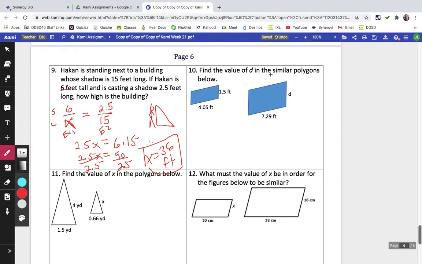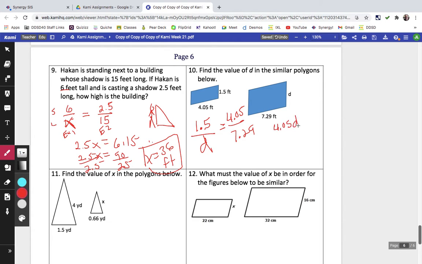Find the value of D. So we're going to do 1.5 over D, those correspond, equals 4.05 over 7.29. Okay, we've got a bunch of decimals here, but the same thing applies.